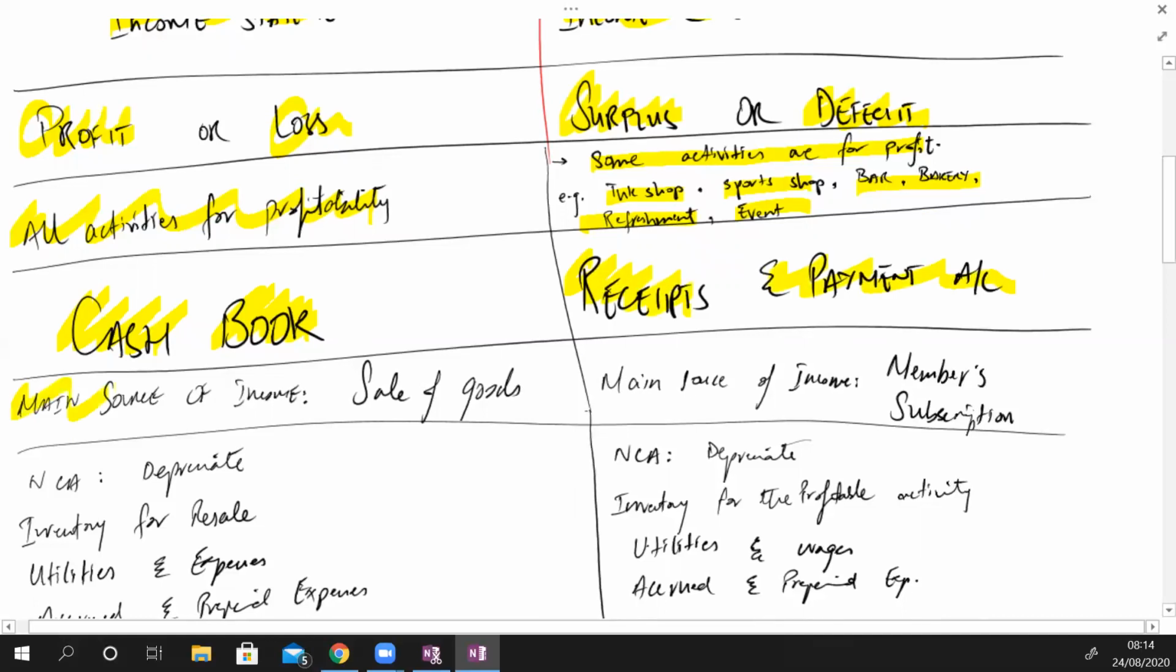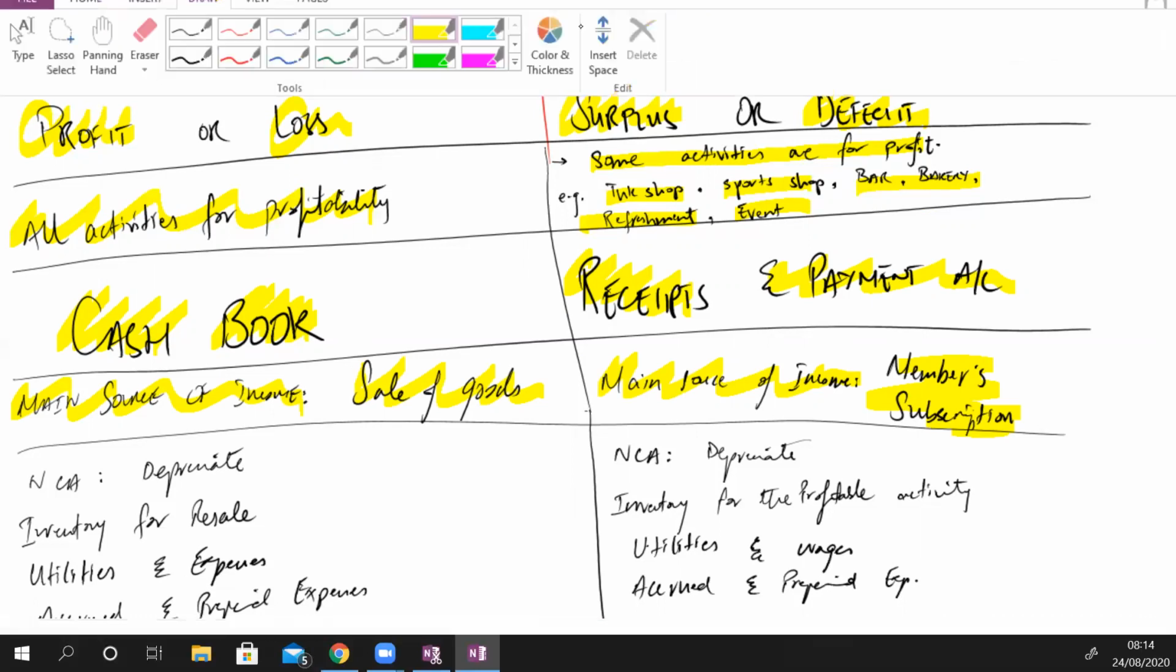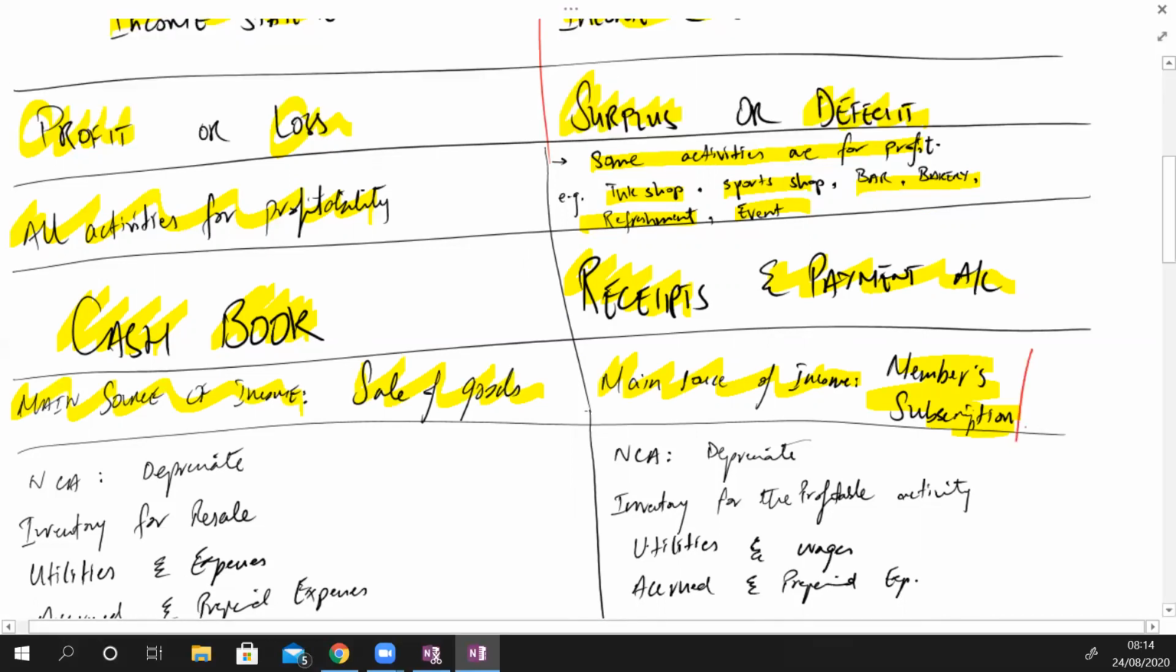In business, the main source of income is sale of goods. In club, the main source of income is members' subscription, which the members pay annually to the club. Secondly, other sources of the club could be donations, gifts, inheritance. Okay? These could be the other sources of a particular club.